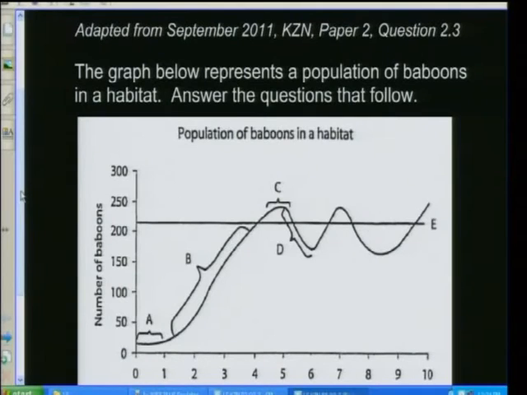Here we go. This one is from the KZN paper 2, and it's question 2.3, which one of our learners has asked for. And it says, the graph below represents a population of baboons in a habitat. Answer the questions that follow.